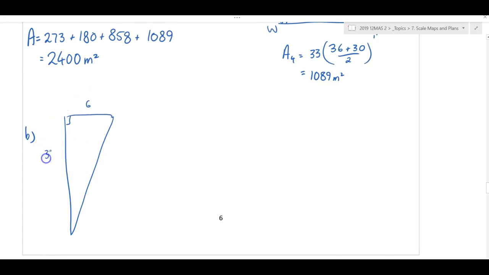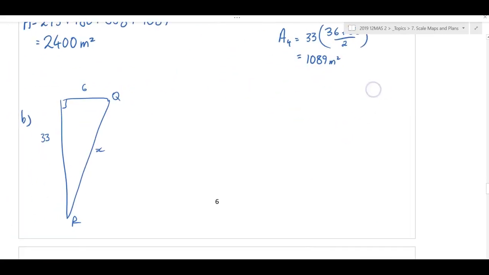The sides are 6 and 33, and I'm going to call the unknown side X. That's what we've been asked to find, right? So, three sides, a right angle triangle, Pythagoras' theorem. X squared is 33 squared plus 6 squared.